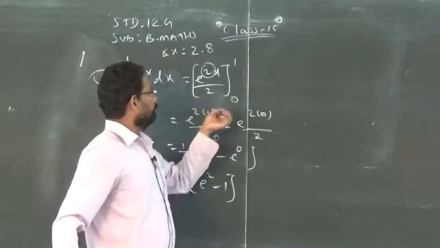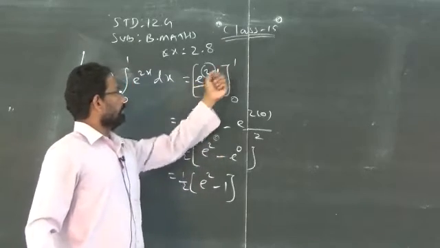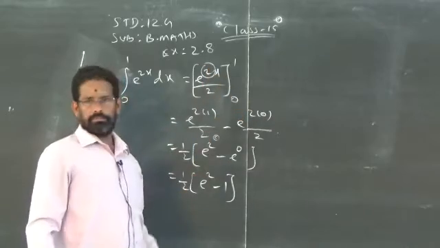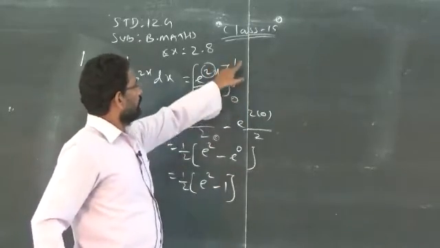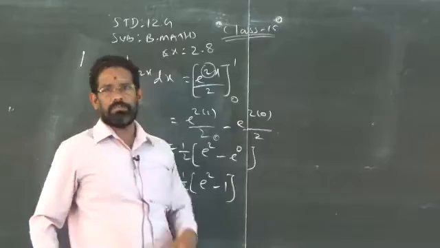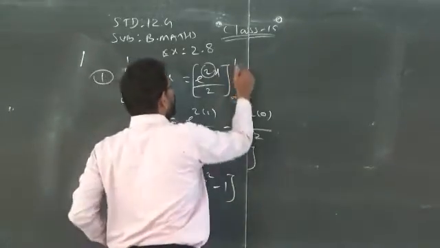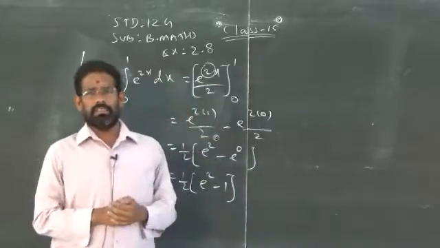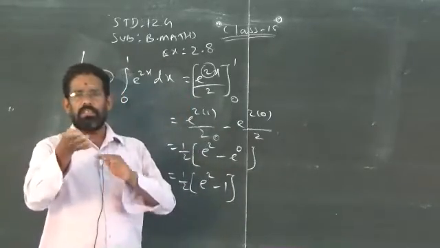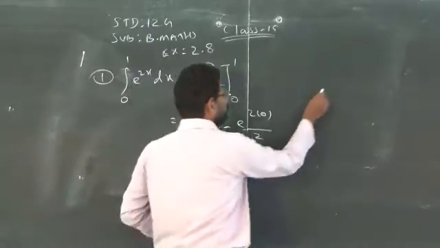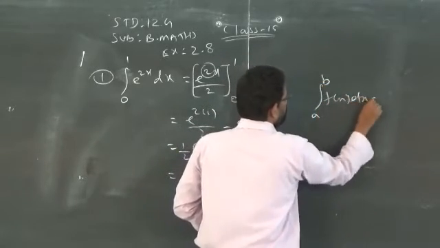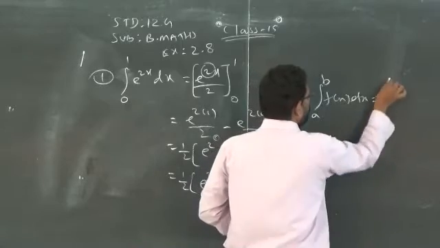Then finally you have to replace x by the upper limit, then always minus the lower limit. So, upper limits will always be greater than the lower limits. Be careful, if it is 1 to 0, you cannot apply. There will be one method. You have to interchange the limits. When you interchange the limits, for example, a to b f of x dx is equal to minus of b to a.